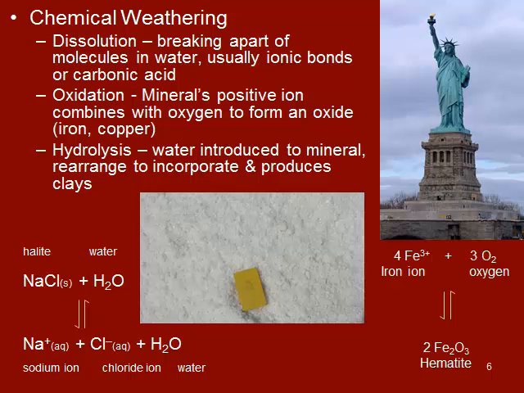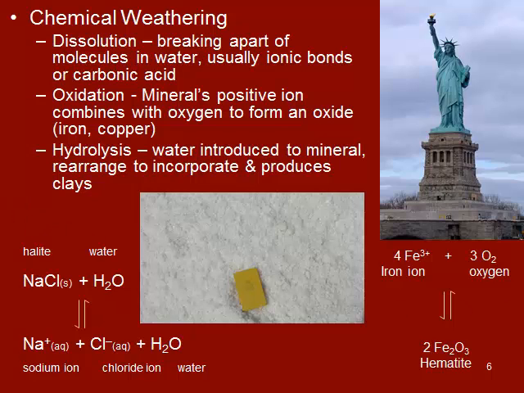Oxidation, this is where we have a positive ion. So for example here we've got an example of iron combining with oxygen. So we have this iron positive ion combining with oxygen, and then we get rust forming, or hematite. Another example, you can see the Statue of Liberty here. This is copper, and copper is going to start to oxidize and give you that greenish color.